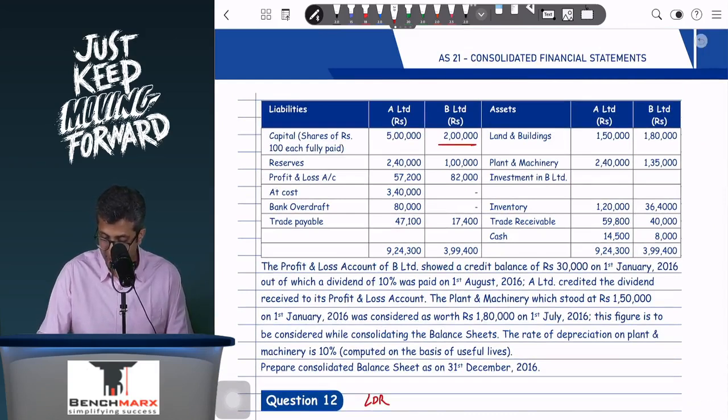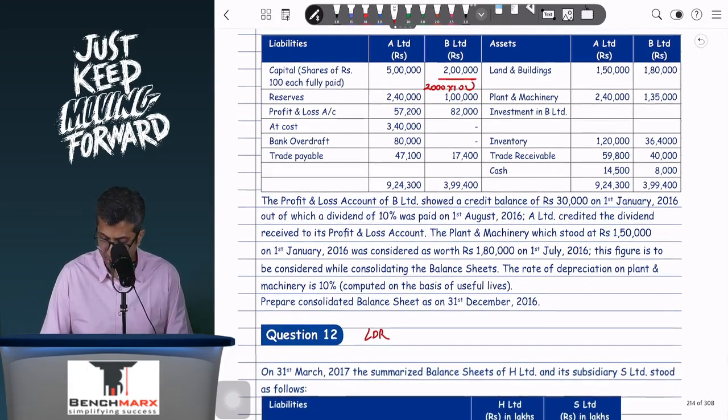These are 2 lakh, that is 2,000 shares of rupees 100 each. So 1,600 divided by 2,000, can I say that is an 80% stake, and 20% stake is held by NCI? The regular balance sheet. And then you have profit and loss of B, showed a balance of 30,000 on 1st January 16. Date of acquisition is 1st July 16. Out of which a dividend of 10% was paid. Is it as clear as it gets?